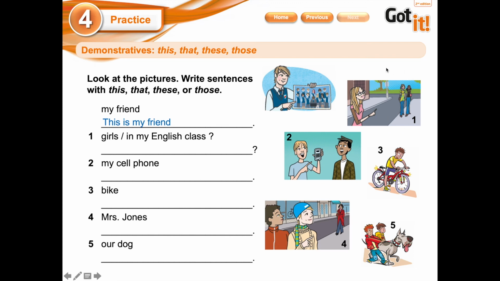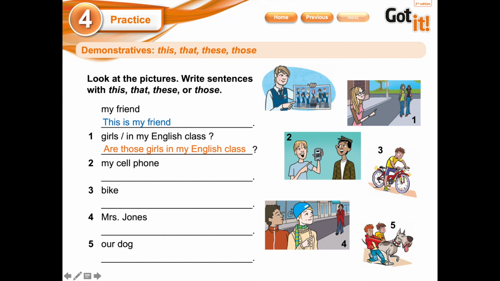This is photo number 1 and it says "girls in my English class," but it is a question. So I am going to help you a little bit. In this opportunity, you're going to start with are, not with is, because there are 2 girls. So, are those girls in my English class? We are going to use those instead of that, this, or these, because we are talking about them not being close, they are far, and they are 2 girls, not only one. For that reason, I use those.